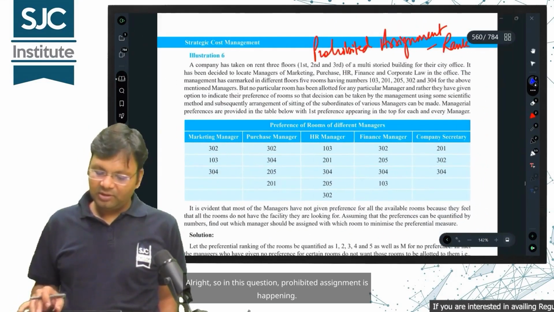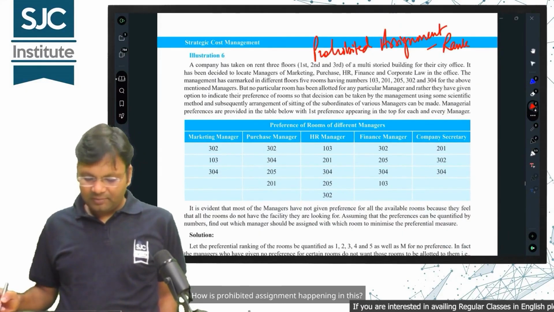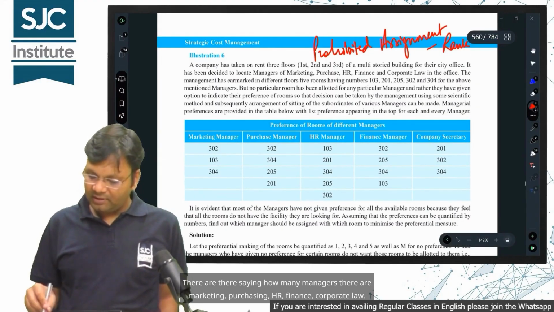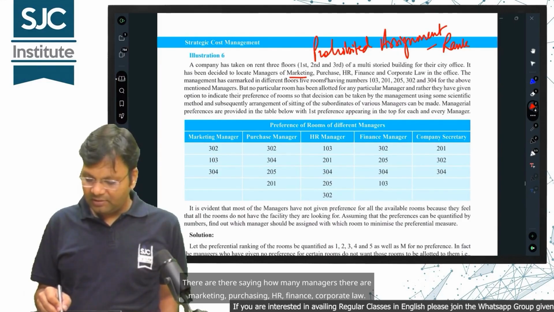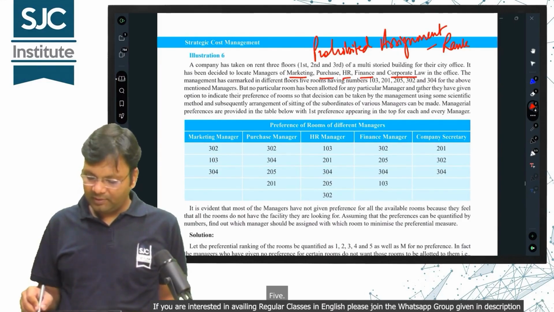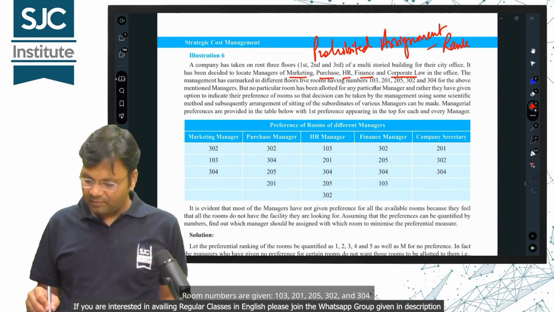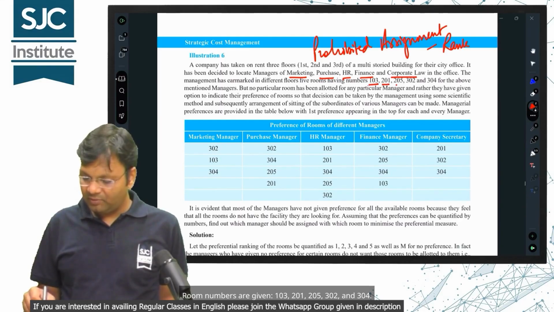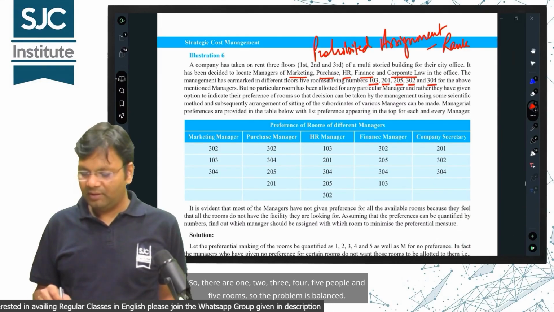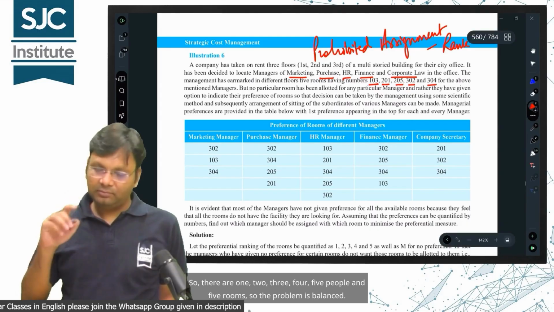Alright, so in this question, prohibited assignment is happening. How is prohibited assignment happening in this? They're saying how many managers there are: marketing, purchasing, HR, finance, corporate law. So, how many managers are there? 5. And they have to be allocated rooms. Room numbers are given 103, 201, 205, 302 and 304. So, there are 1, 2, 3, 4, 5 people and 5 rooms, so the problem is balanced.